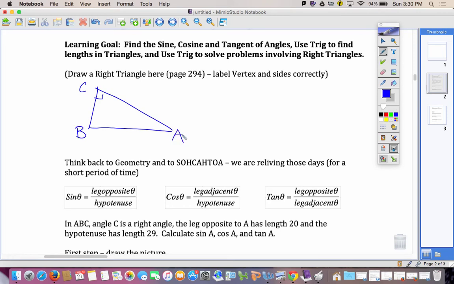Now, opposite angle A is side A, and that is a leg. C is your hypotenuse; it's opposite angle C. And B is the leg opposite angle B.